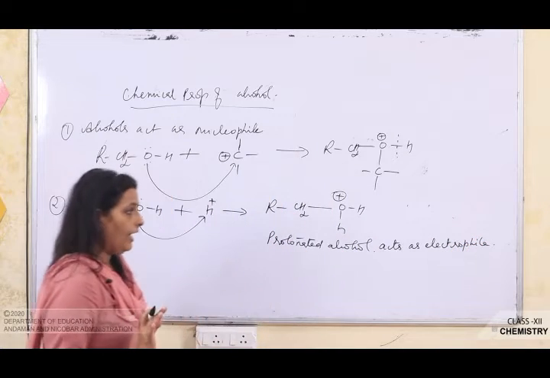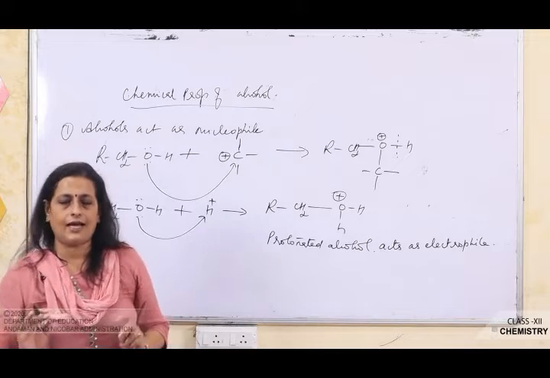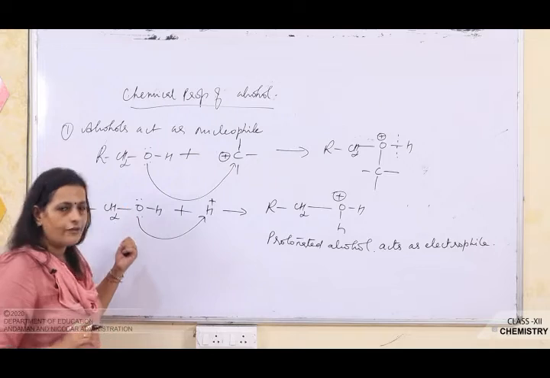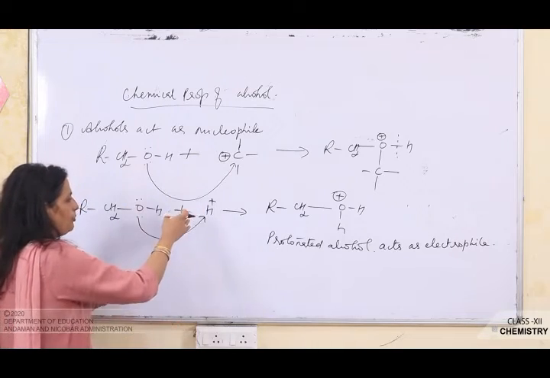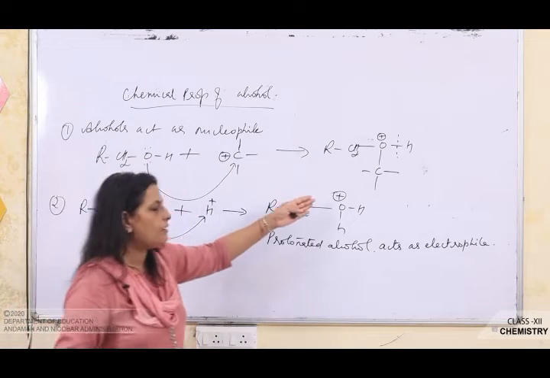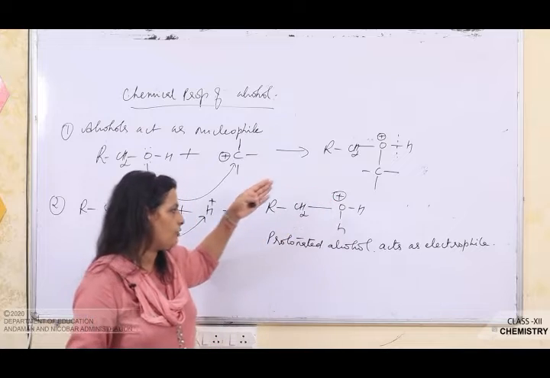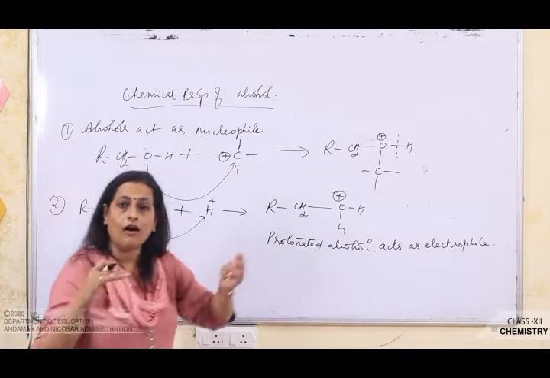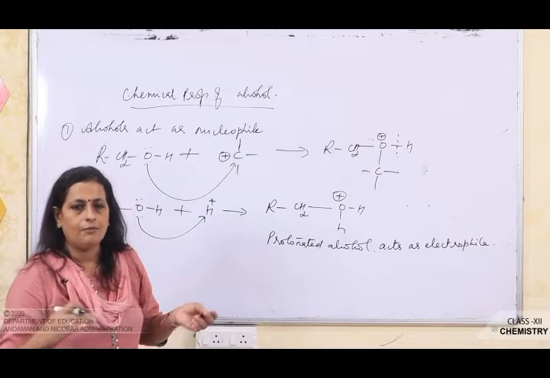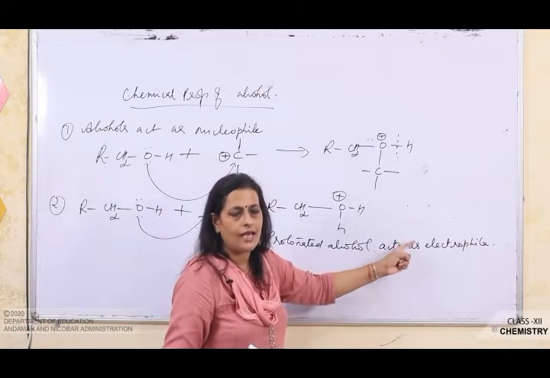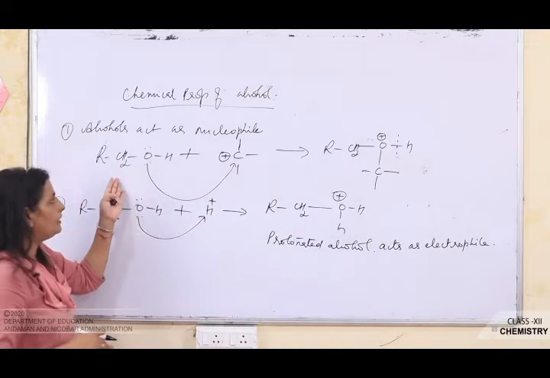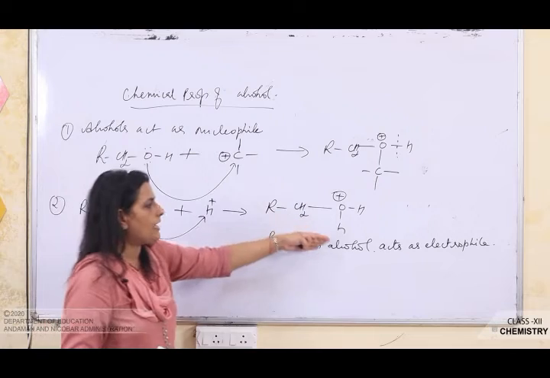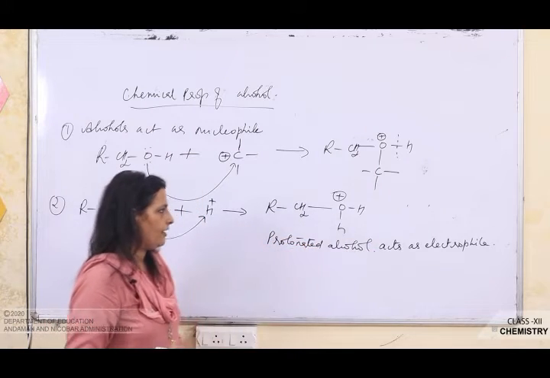So, is it clear? Alcohol is not acting as an electrophile. Can alcohol act as an electrophile? No, because oxygen is having lone pair of electrons. But once a proton adds to the alcohol, it becomes deficient of electrons. So, what can you say? Protonated alcohol acts as electrophile. Alcohol acts as a nucleophile, but protonated alcohol acts as electrophile. So, both these points are clear. Alcohol acts as a nucleophile, and next is protonated alcohol acts as electrophile.